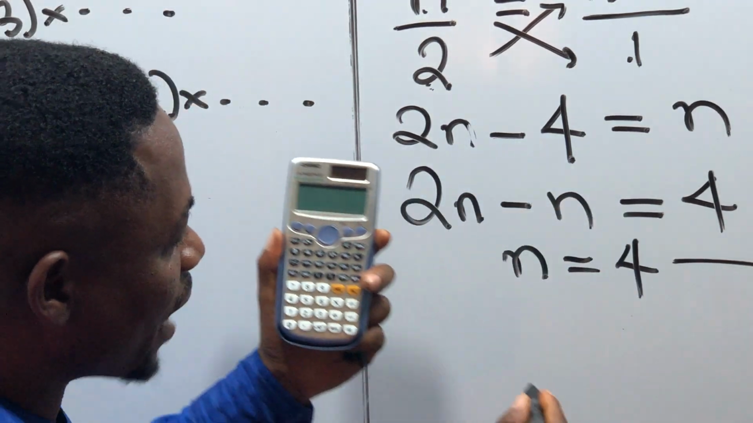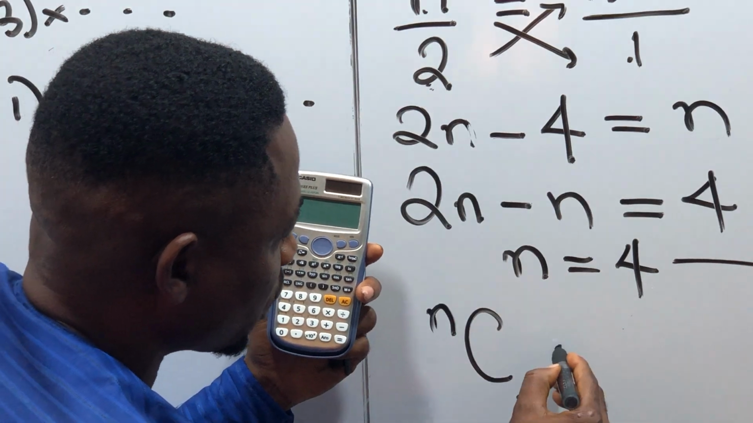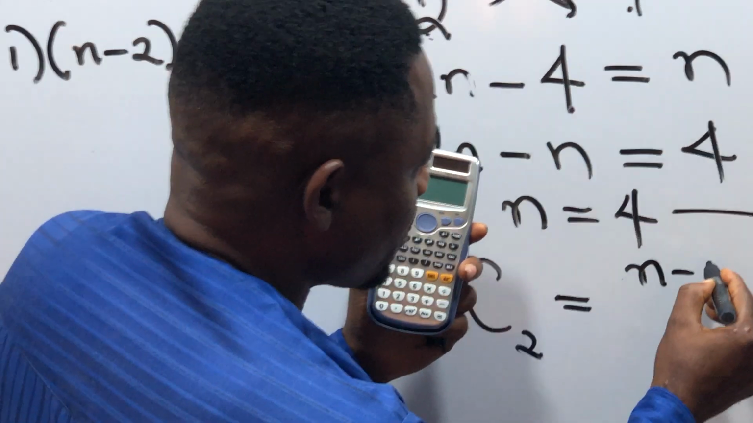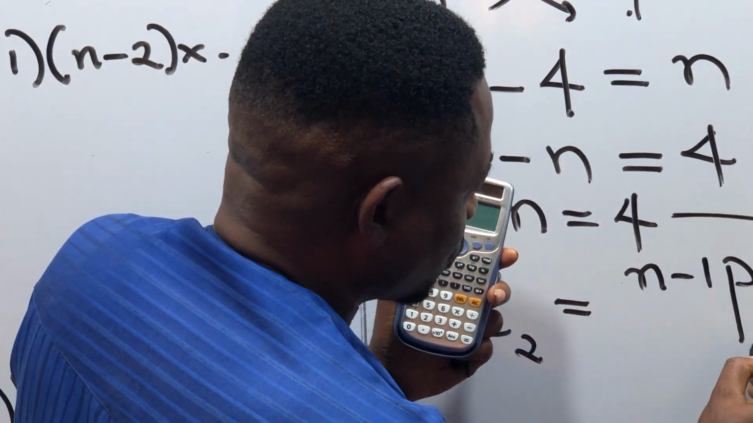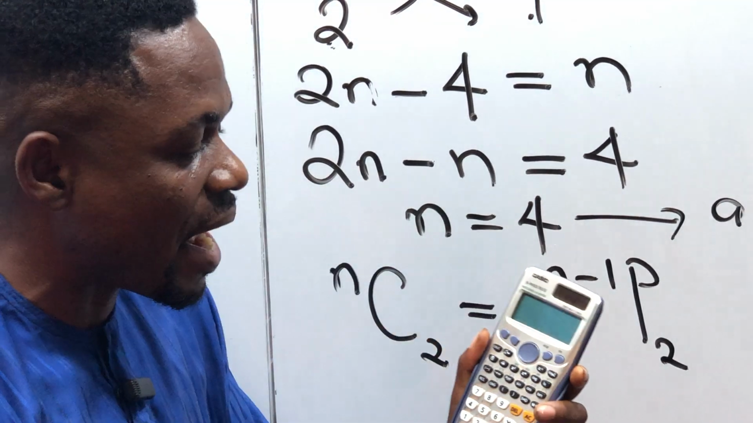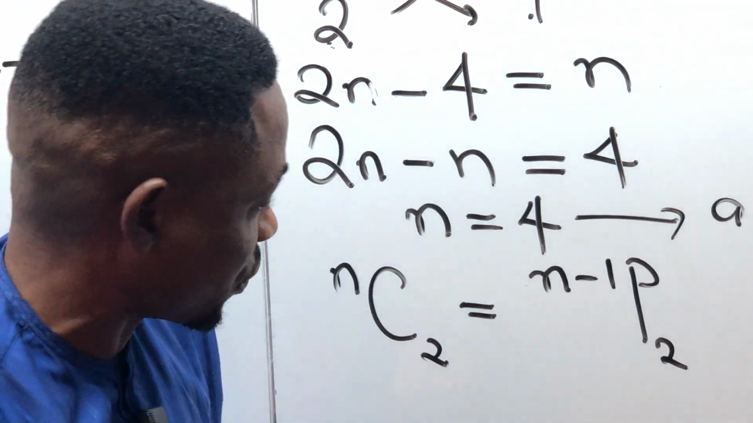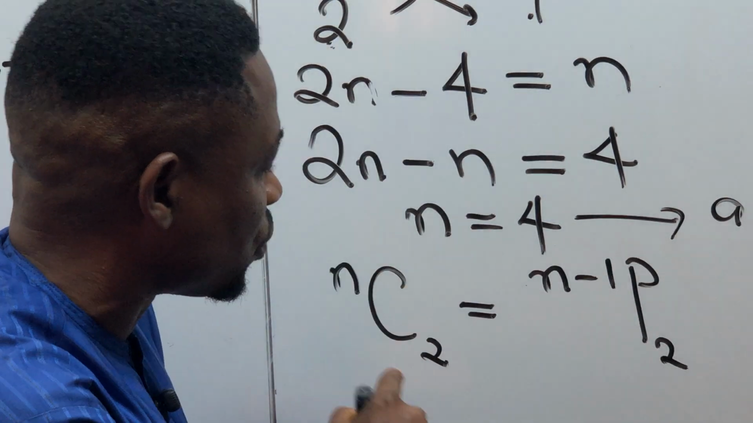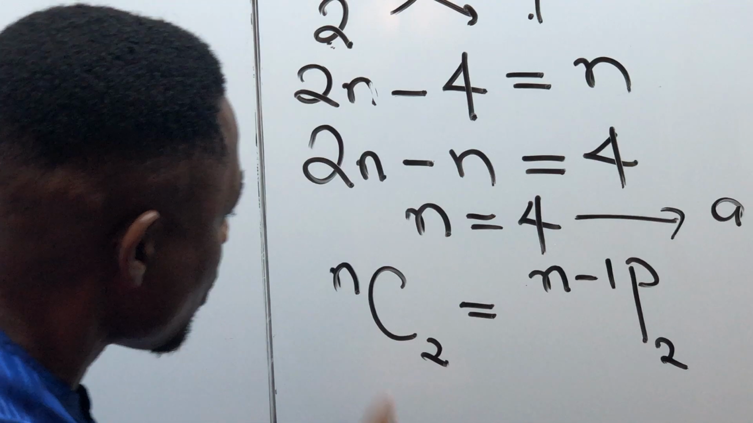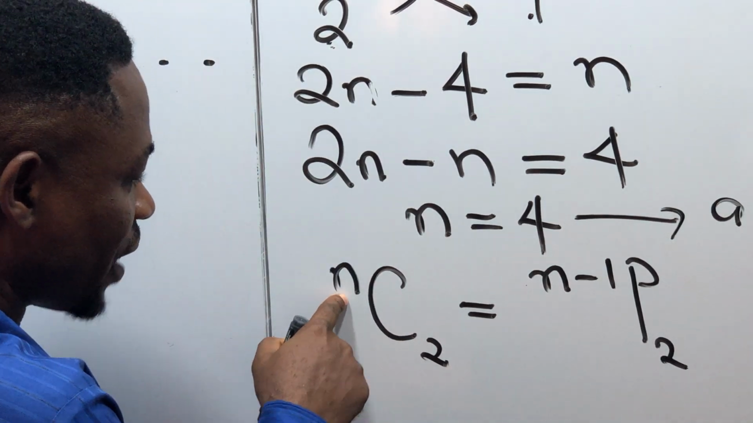Watch. Remember that the question is n combination 2 equal to n minus 1 permutation 2. Now what do we do? There's what we call the trial by error method. What did I say? Trial by error method first. Now, the question you are going to observe is this: what is the value of n that we're looking for to the left-hand side?